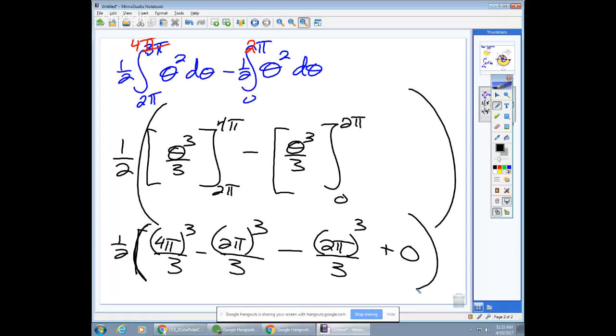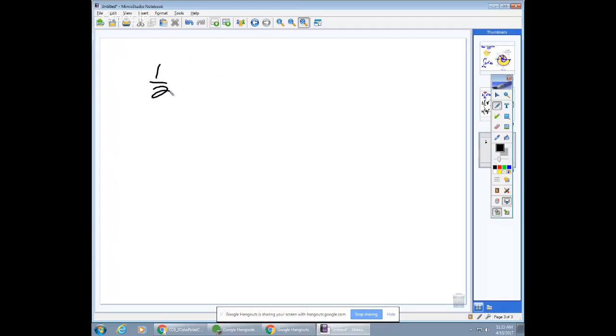And cleaning that up a little bit, what do we get? This should clean up pretty nicely because we have a common denominator. So new page, we have 1/2 times, let's see, 4 cubed. 4 times 4 is 16 times 4 is 64, is that right? 64 pi cubed over 3 minus, and then we have 2 of those 2 pi cubes. 2 cubed is 8, times 2 again is 16. So we're going to have minus 16 pi cubed over 3. I did that right. 64 minus 16 on a good day is 48.